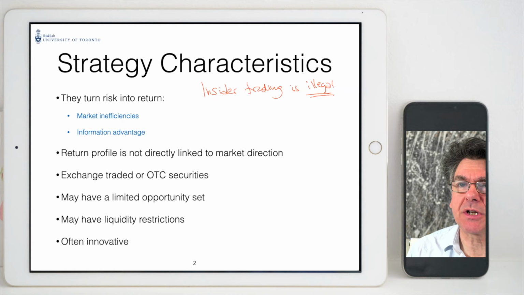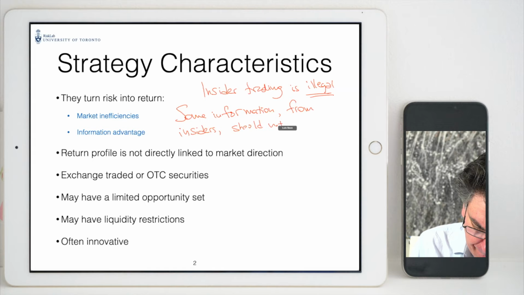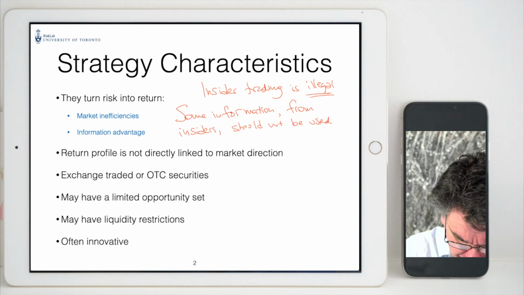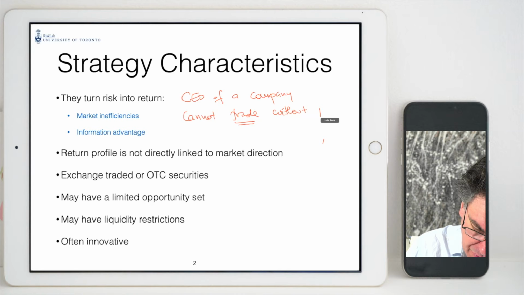That is using information that you're not supposed to use. So some information from insiders should not be used. For example, the CEO of a company cannot trade the stock of the company without permission, notification, a process.